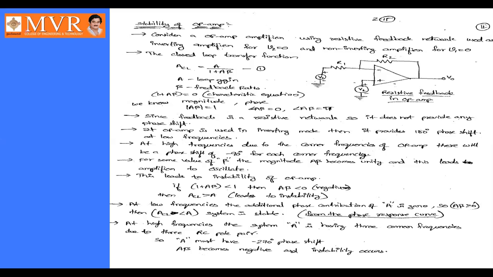So how to maintain this loop gain? What must be the value? What must the beta value be for our operational amplifier to perform better? That we are going to see now.